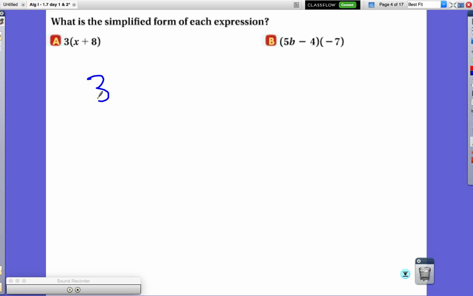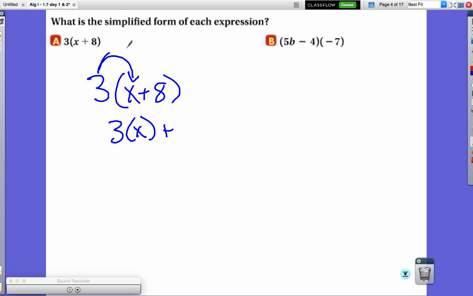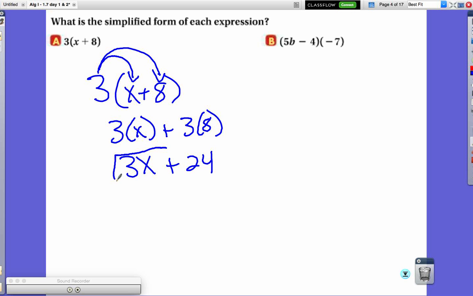So 3 times x plus 8. So again, we will distribute 3 times x. And then we have plus 3 times 8. So 3x plus 24. Now, if you can get your answer without showing this step right here, I am fine with you going from here to your answer.